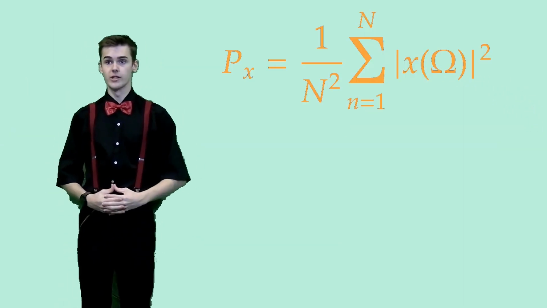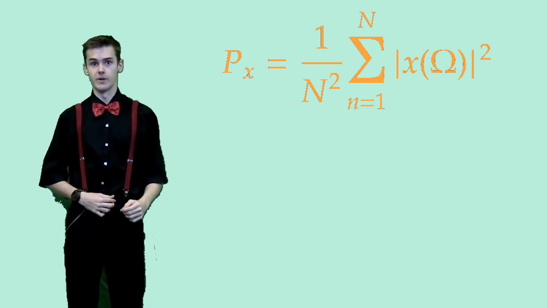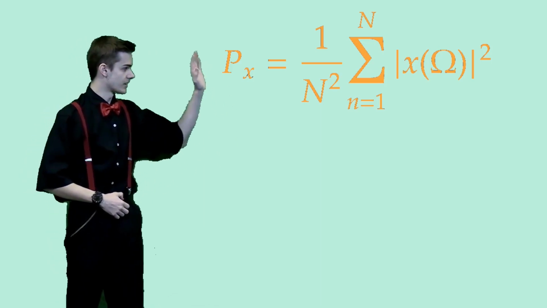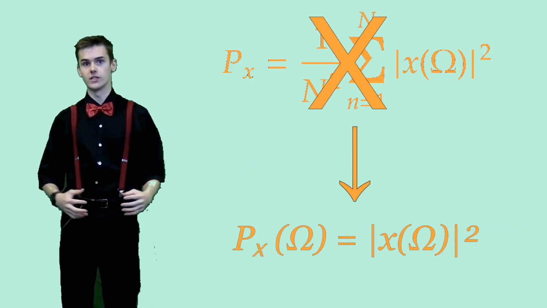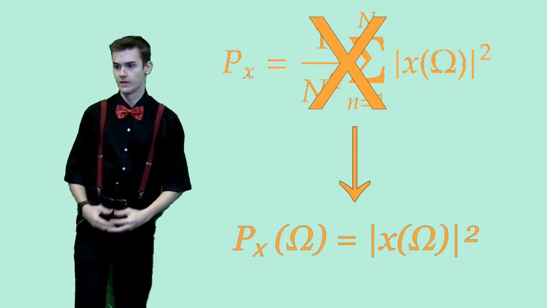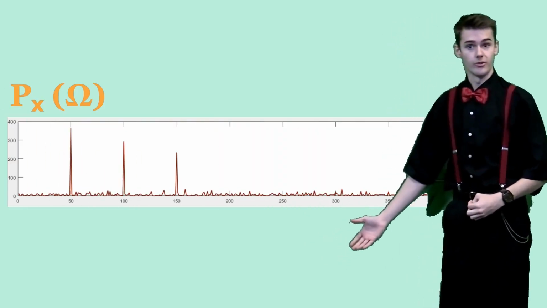Let me remind you what the equation is for power in the frequency domain. But we only want power for each frequency on its own. So that some part's going to disappear, and that just leaves us with the magnitude squared of each complex coefficient. Now if we plot the power for each of our frequencies, we get the following graph.